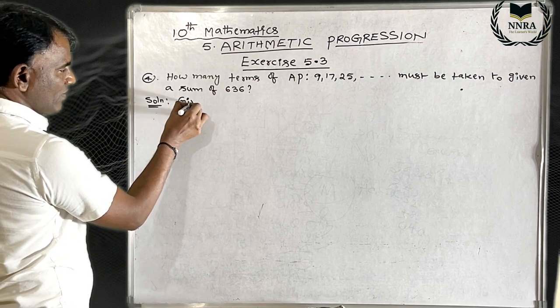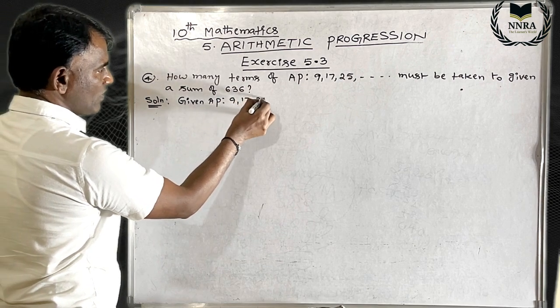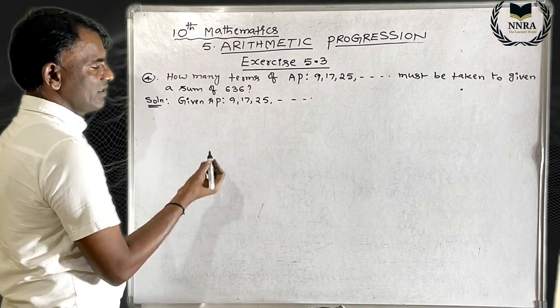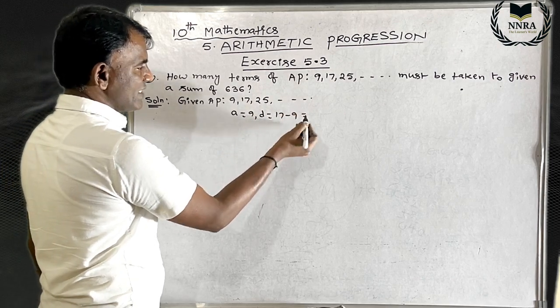Given AP: 9, 17, 25 and so on. a equal to 9. d equal to 17 minus 9. How much?